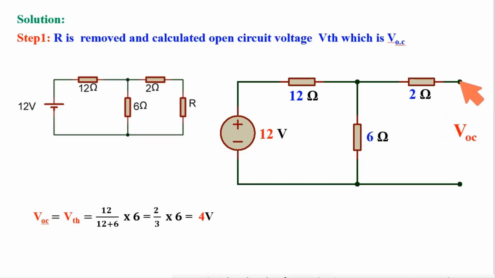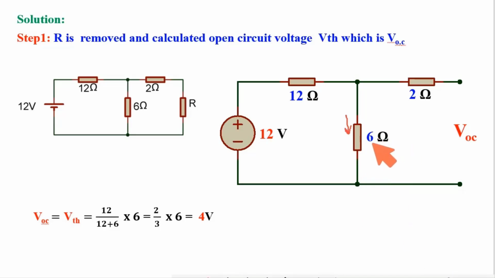This VOC is the potential at this point with respect to this point. No current is flowing through this 2 ohm resistance, so the potential at this point is equal to the potential at this point. So VOC is the potential at this point with respect to this point. What is that? It is just the potential drop across this 6 ohm resistance.